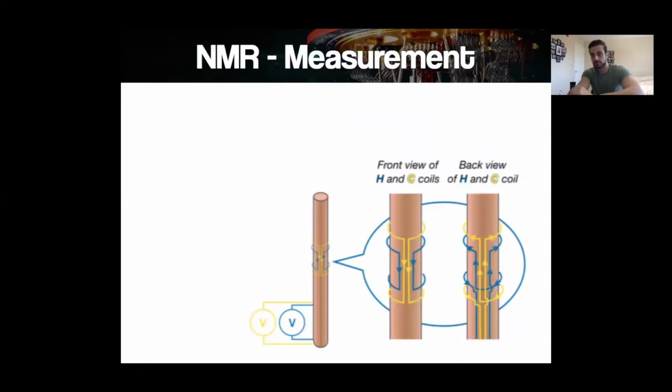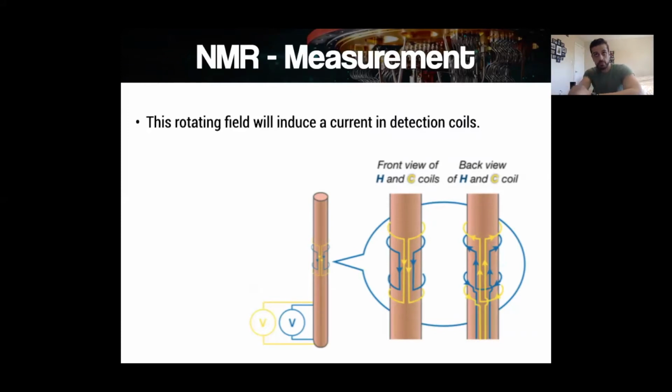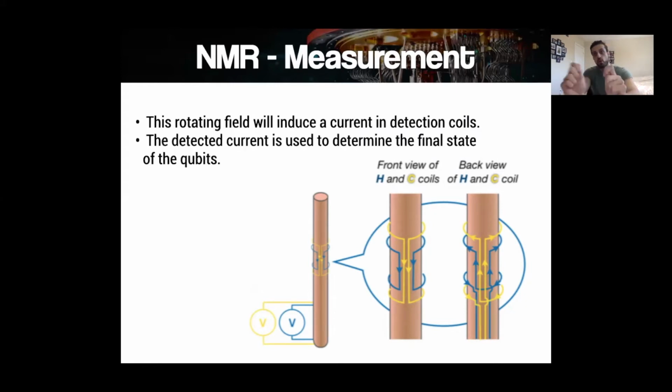So measurement then. Well, this is also some basic E&M physics for how this is done. So the nuclei are precessing, and when they're precessing, they have a magnetic moment, so they have a magnetic field. And as they're precessing, they have a changing magnetic field. A changing magnetic field induces a current. So what we do is we put coils around the sample, tuned to the frequency of the different nuclei, to measure their final state.